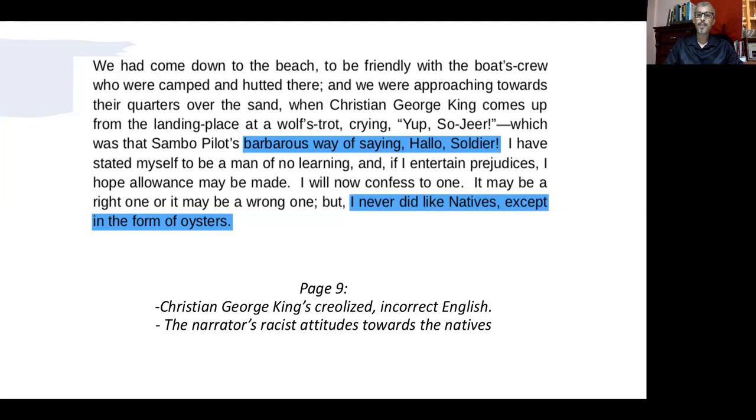But later, he was turned into a treacherous person. So you can see here the misrepresentation of the other as treacherous. And then this can take us back again to the context in which the novella was written. And then you have that racism against the Indian other, or the other of the English. So here, this was on page 9, and Christian George King's Creolized incorrect English being criticized and attacked. The narrator's racist attitudes towards the others is my conclusion.